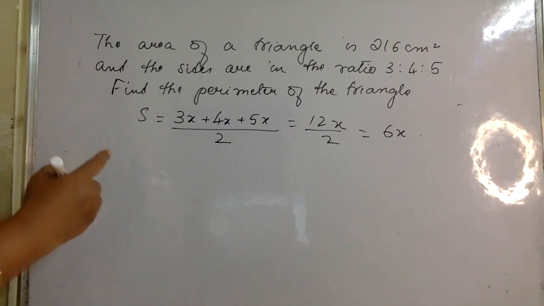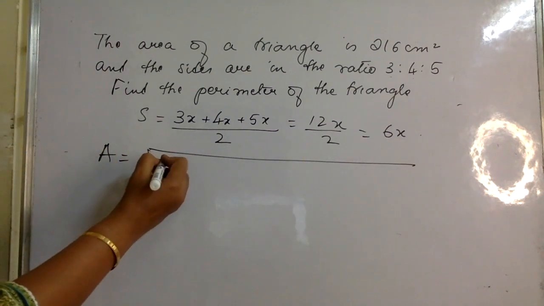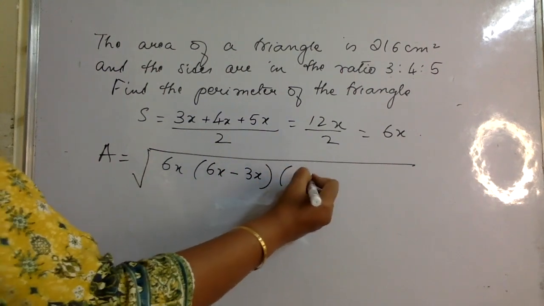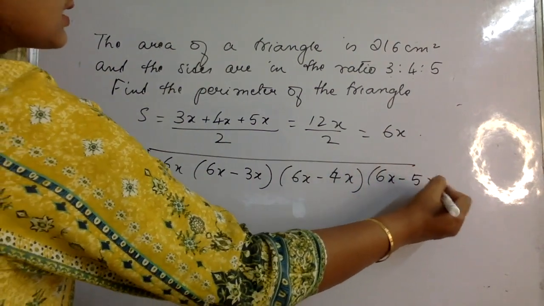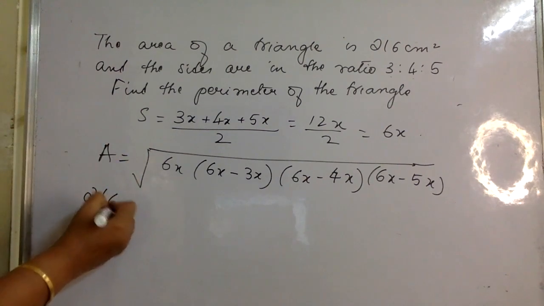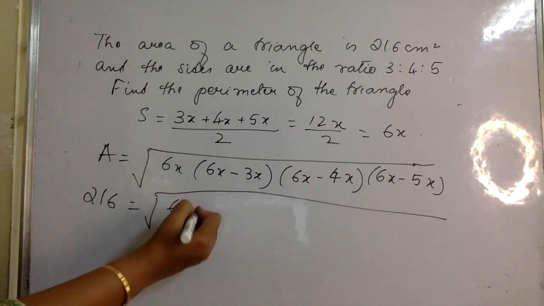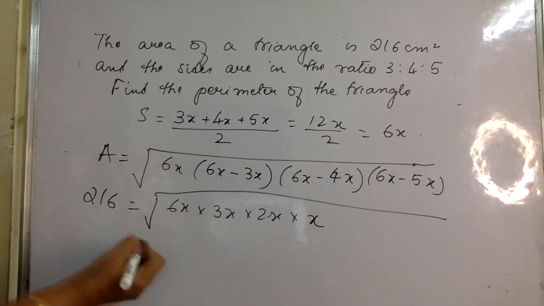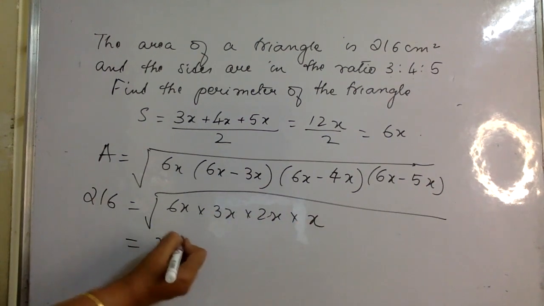Now I'll go to the sum. Area is root over semi-perimeter, then semi-perimeter minus one of the sides, semi-perimeter minus the second side, and semi-perimeter minus the third side. I've written everything, but this time not with numbers but in algebra. Now this is 216, which is area. Let me work on this now. This is 6x, then into 3x, then into 2x, and then into x. There are two x squares here, so x square can be brought out.